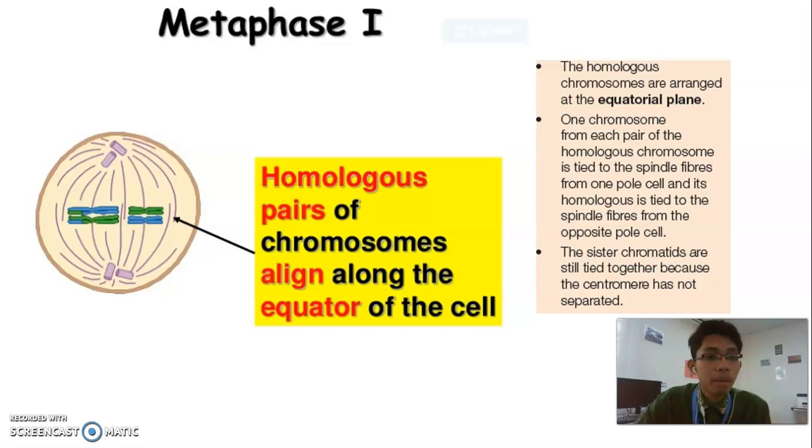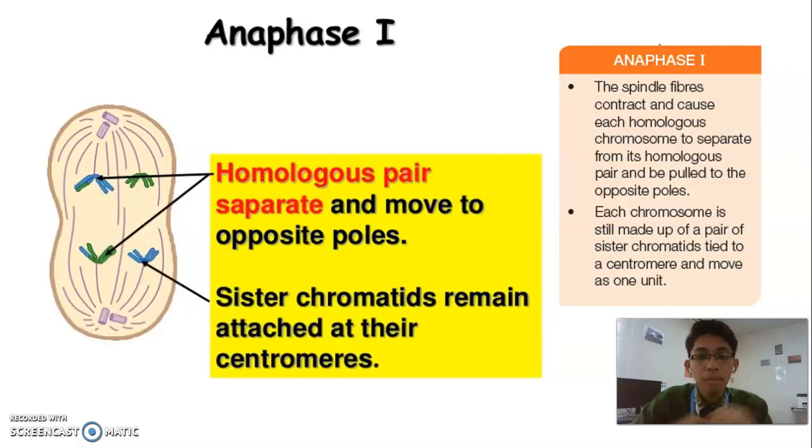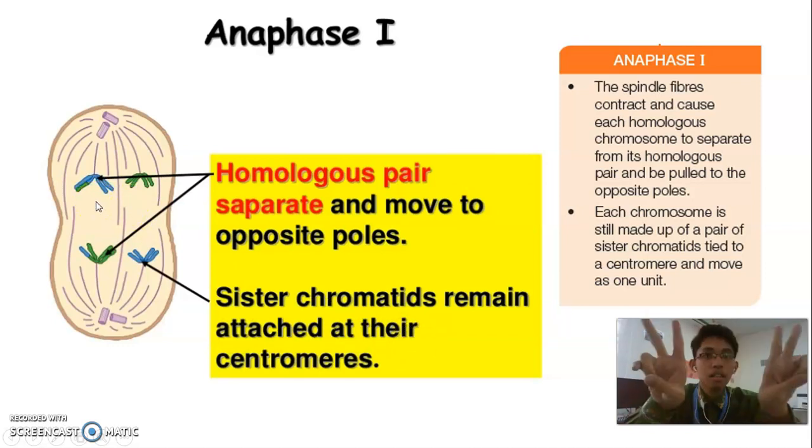Okay, spindle fiber dia akan attach dekat centromere untuk ke proses anaphase. So spindle fiber tu dia akan shorten, dia akan tarik the homologous pair to the opposite pole of the cell. And the sister chromatids still remain attached at the centromere. Bila homologous chromosome tu dah terpisah, so jadilah satu sister chromatid kat sini dan satu sister chromatid di sebelah opposite pole.